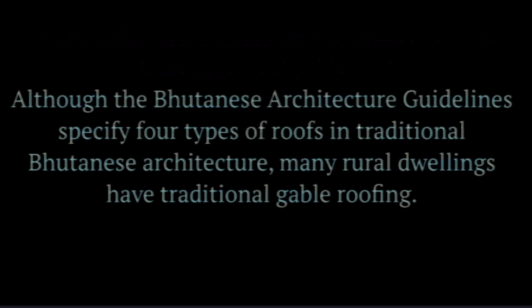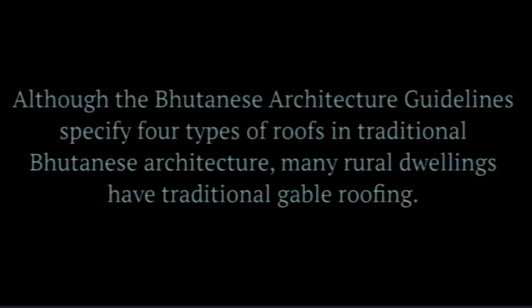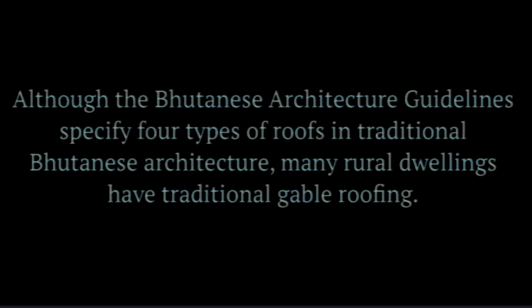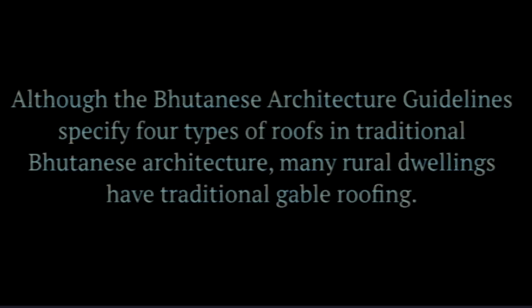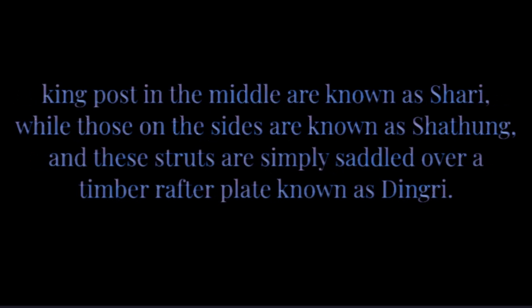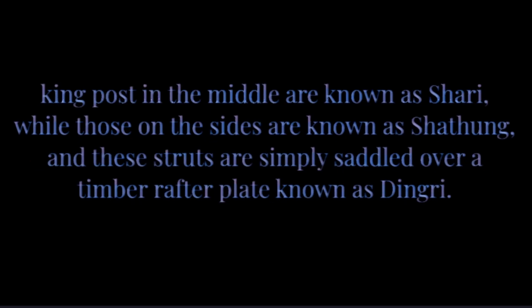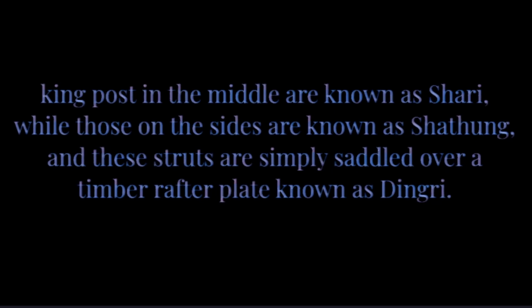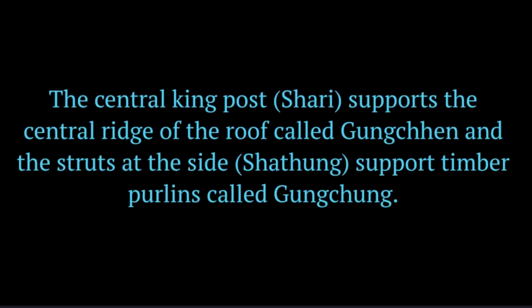Although the Bhutanese architecture guidelines specify 4 types of roofs in traditional Bhutanese architecture, many rural dwellings have traditional gable roofing. King posts in the middle are known as sheri, while those on the sides are known as shathung, and these struts are simply saddled over a timber rafter plate known as dingri. The central king post supports the central ridge of the roof called gungchan, and the struts at the side support timber purlins called gungchung.